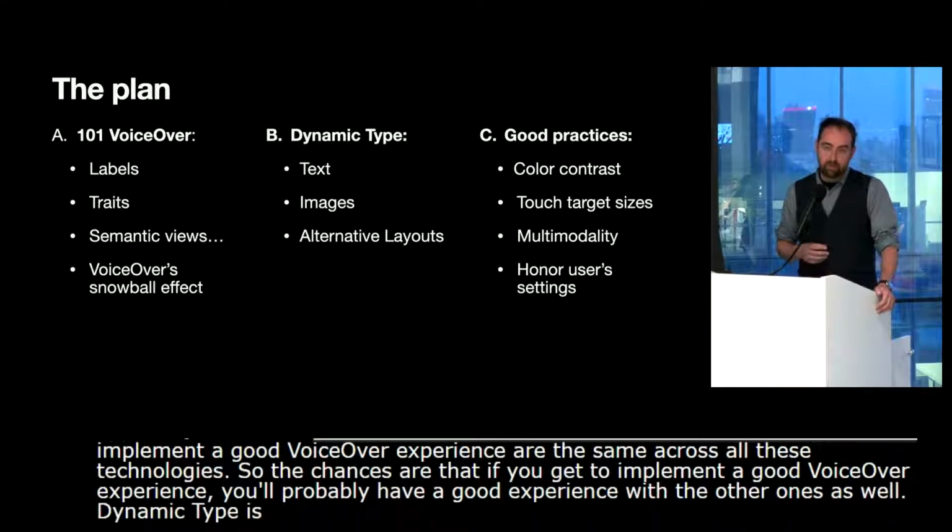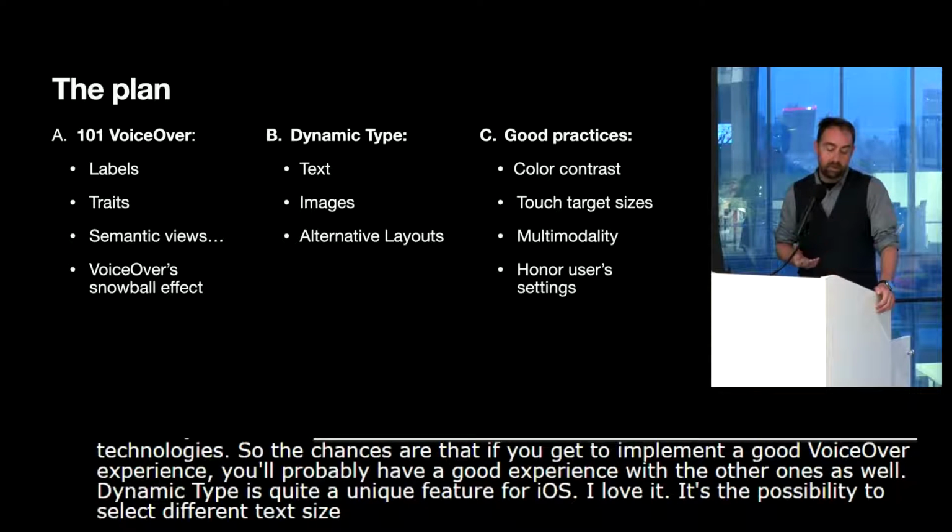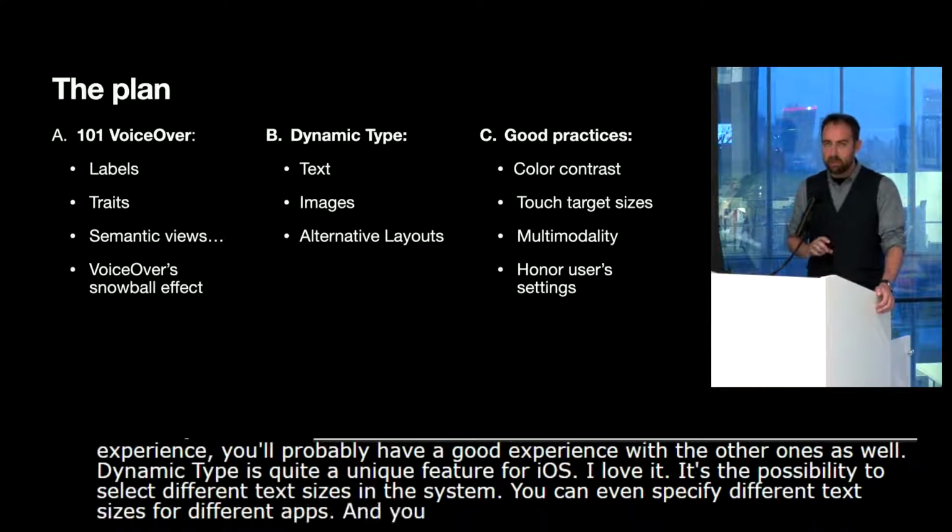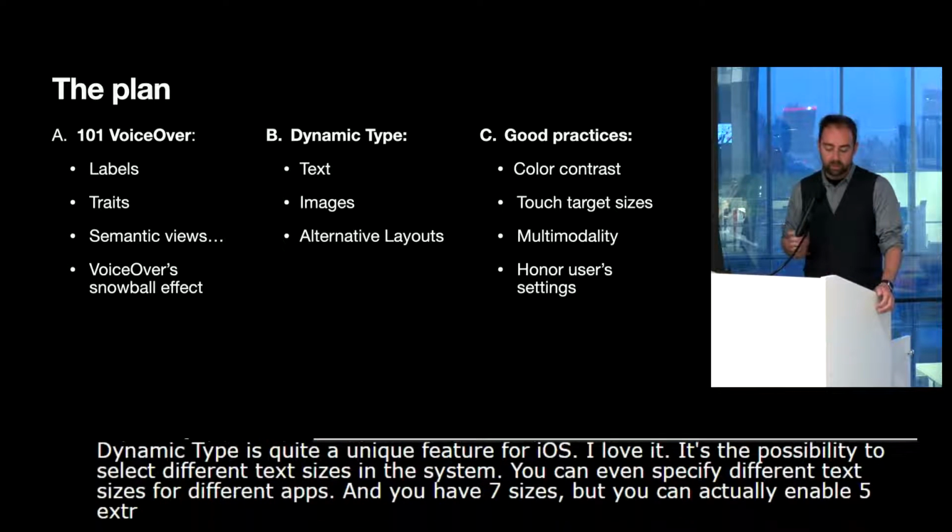Then dynamic type is, I think, quite a unique feature from iOS. I love it. It's the possibility to select different text sizes in the system. You can even specify different text sizes for different apps. And you have 7 sizes, but you can actually enable 5 extra accessibility sizes. So it gets pretty big.